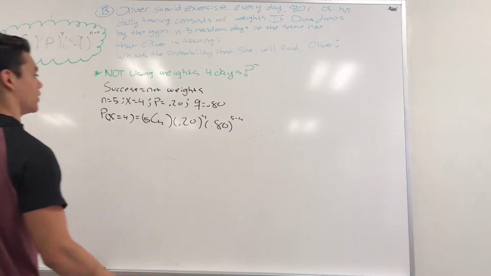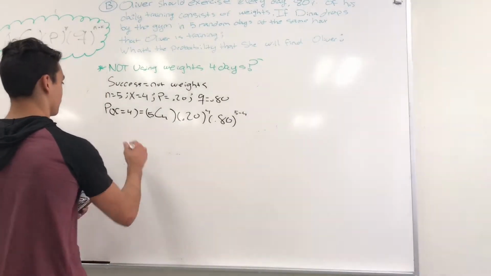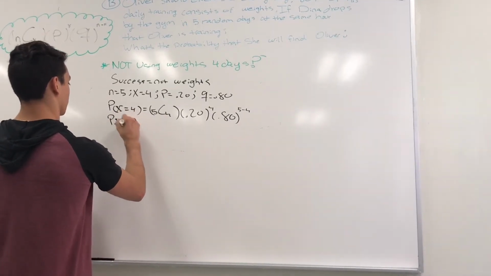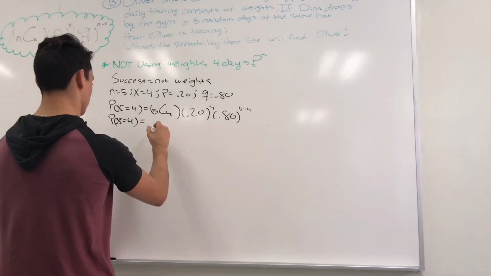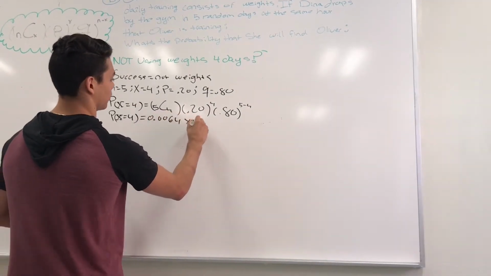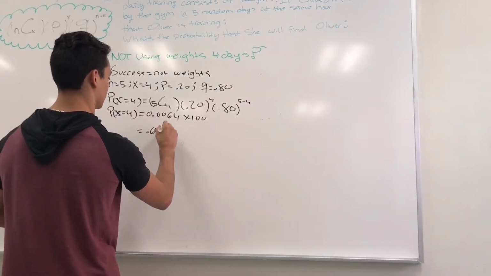And now you just plug everything into the calculator. And then you will get the probability of x being 4 will be 0.0064, multiplied by 100 in order to get the percentage, and you will get 0.64%.